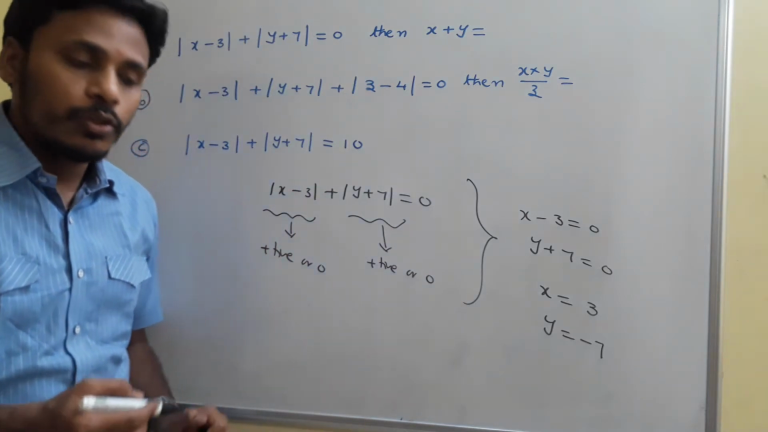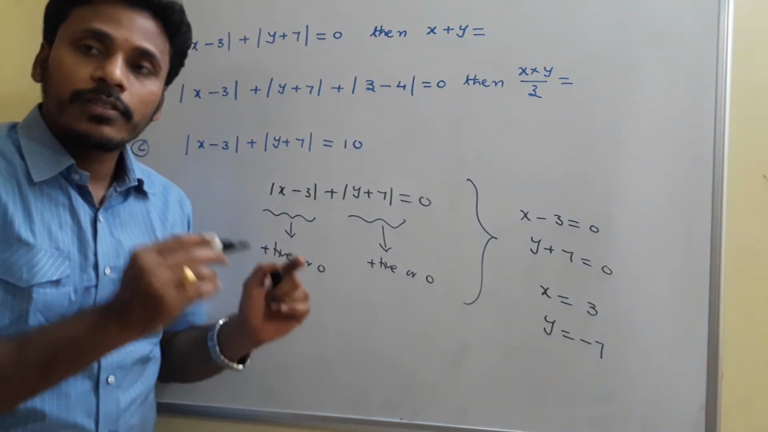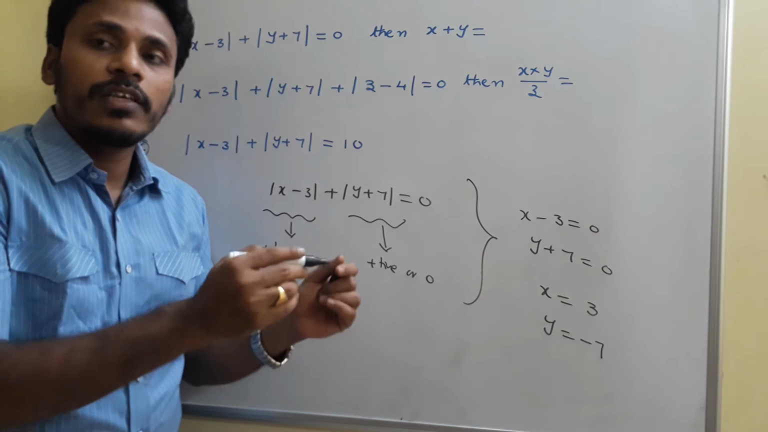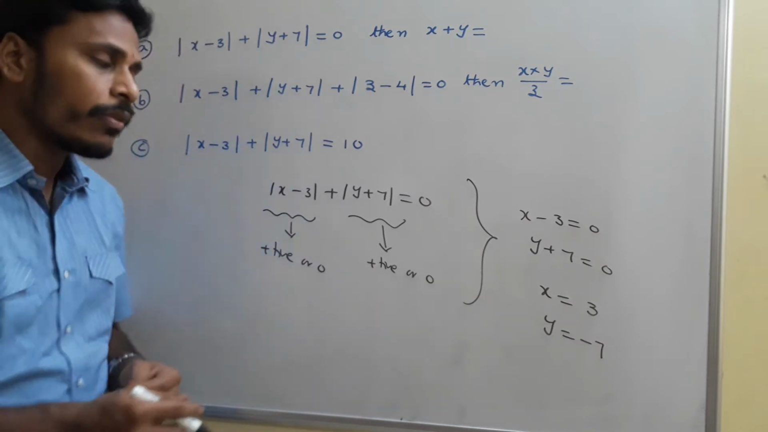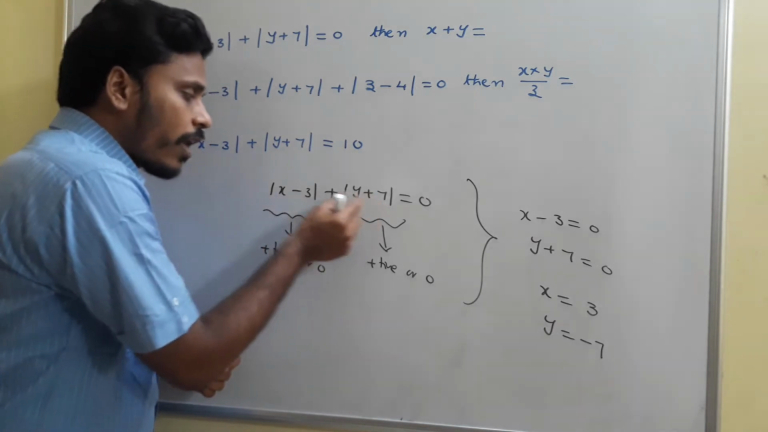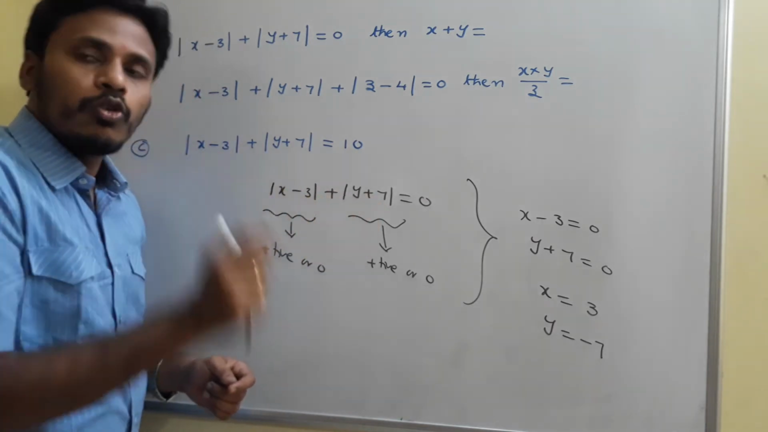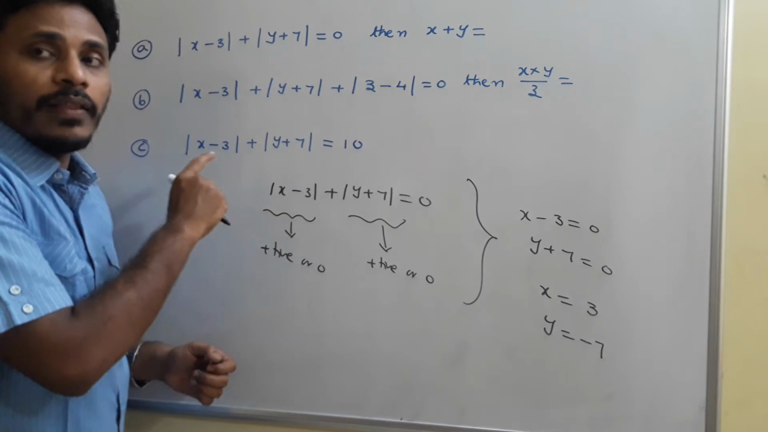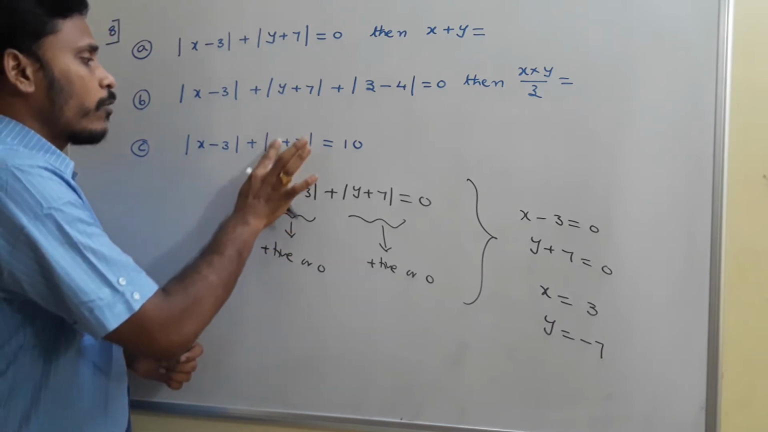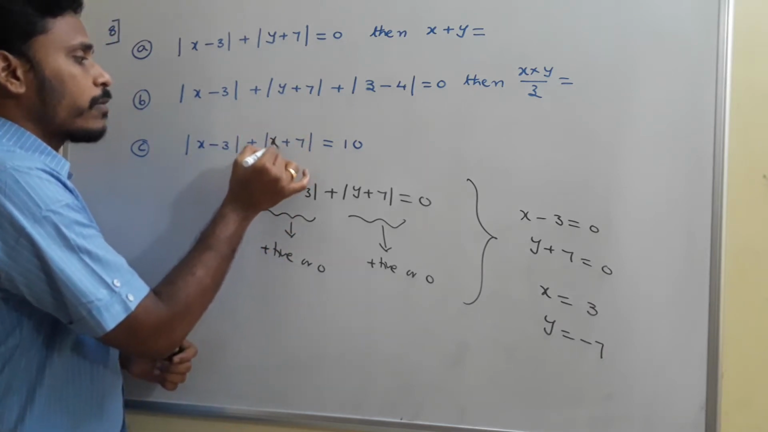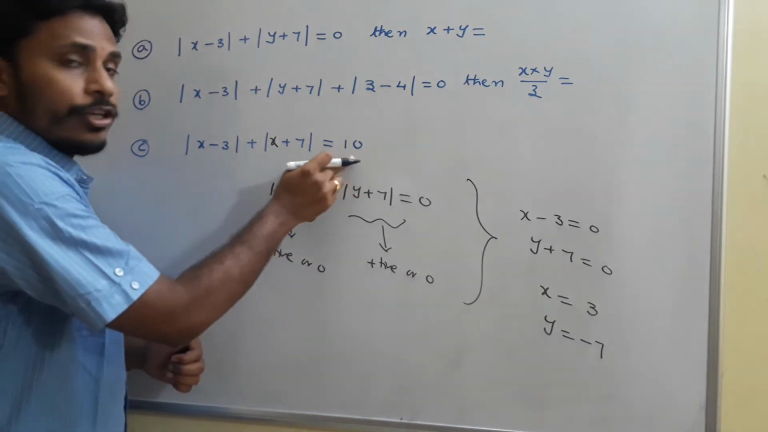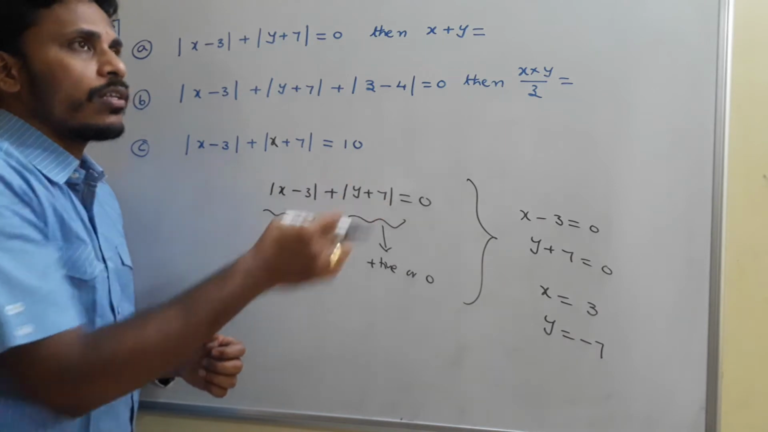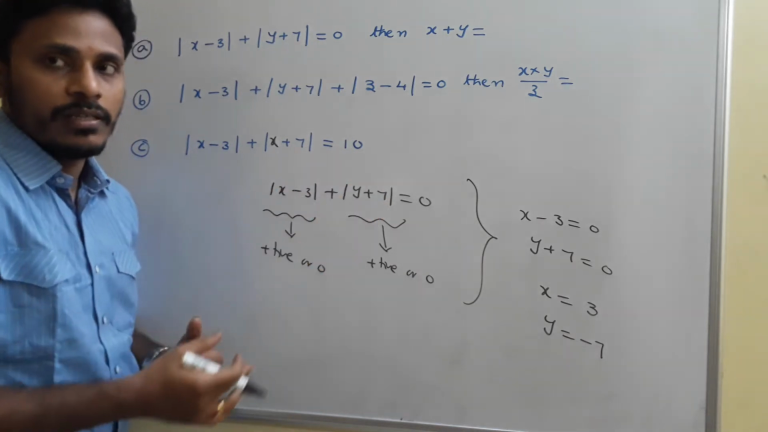So at the end you need to identify that if the sum of moduli of some expressions is given as 0, then you need to equalize each and every expression in the modulus to be 0. That is the first problem, and the second problem is also the same, whereas the third problem is modulus of x minus 3 plus modulus of x plus 7 is equals to 10. This is not 0 here, and this problem we need to do in a separate manner, just as we discussed in the last class.